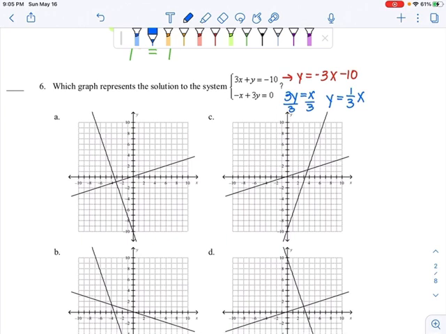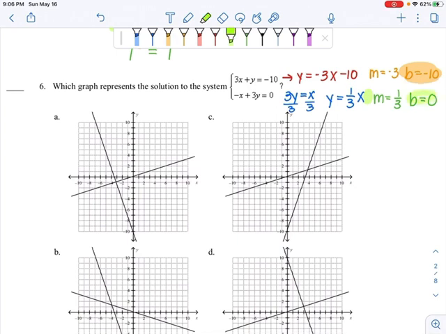So a helpful tool to figure out which graph represents it is to find the slope and y-intercept. The slope for the first one is -3, and the y-intercept is -10. For the second one, my slope is 1/3, but I don't have that plus b part, so my y-intercept is just 0. One helpful tool is to look at the y-intercepts first.